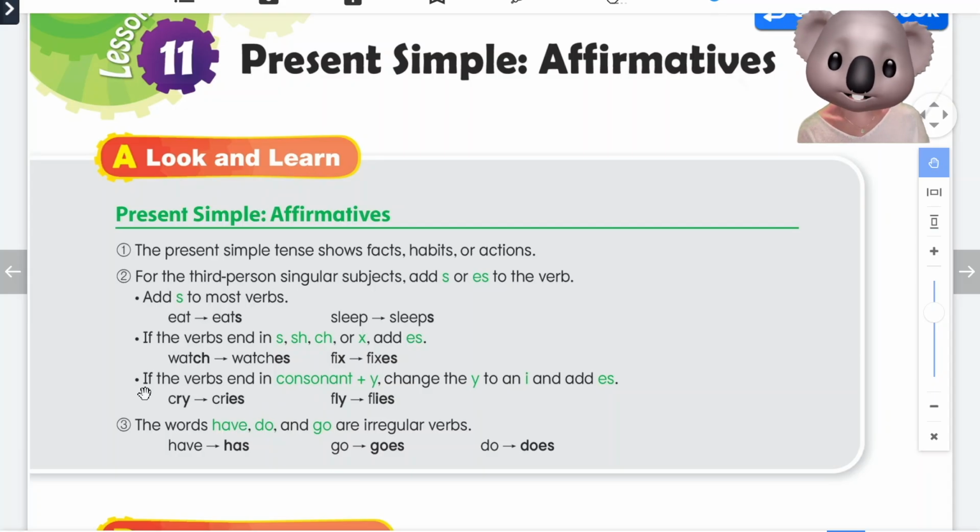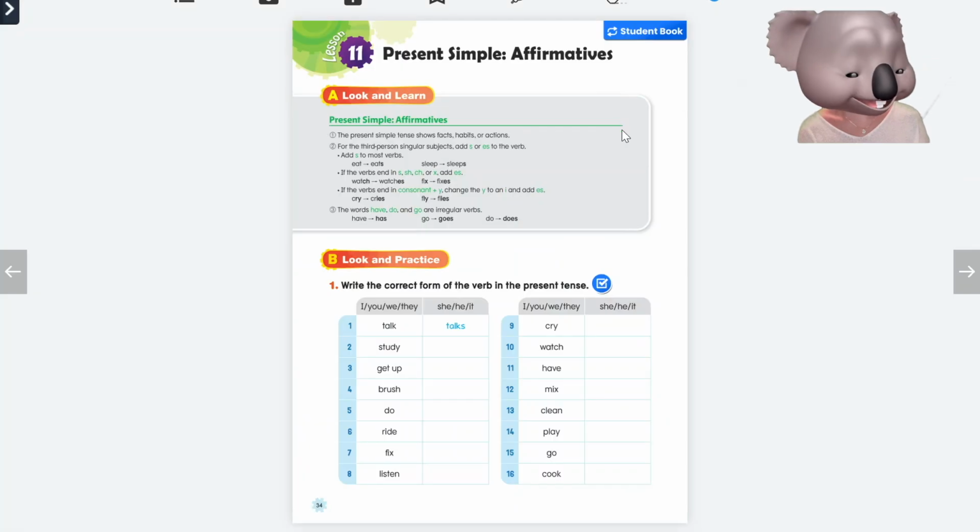But there are some irregular verbs. Irregular means they do not have rules. 규칙이 따로 없어. For example, have, 있다는 has야. She has. 또는 go, she goes, or do. She does. If you're ready to get started with your homework, let's go!